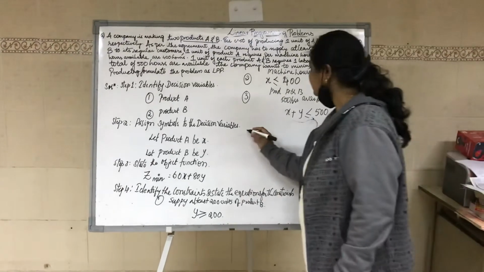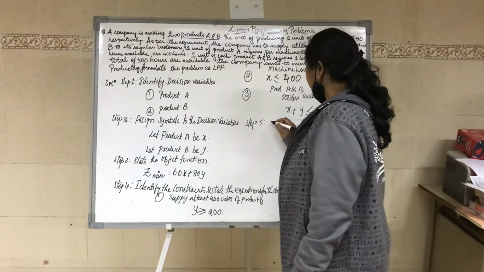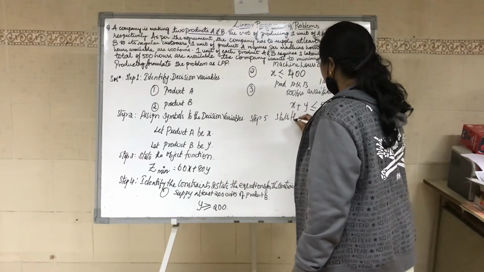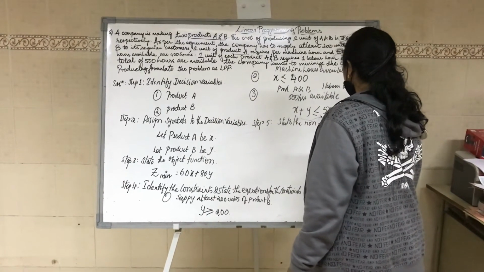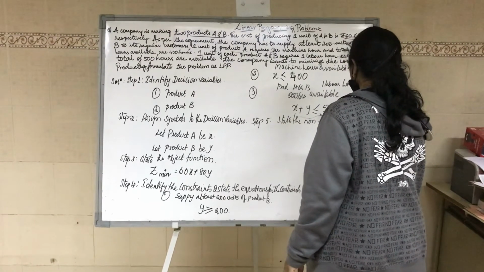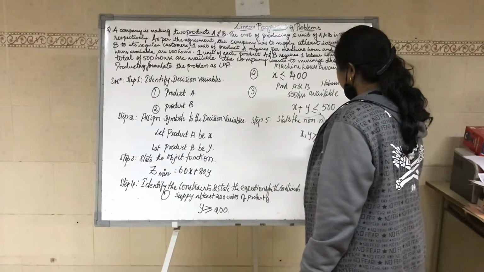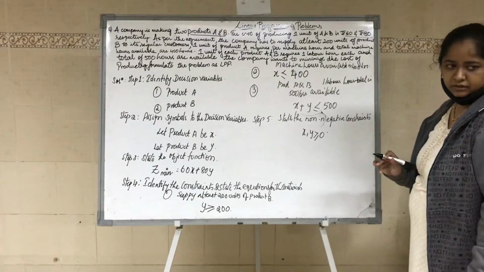Now step 5, state the non-negative constraints. That is, X comma Y should be greater than or equal to 0. This is your non-negative constraint.